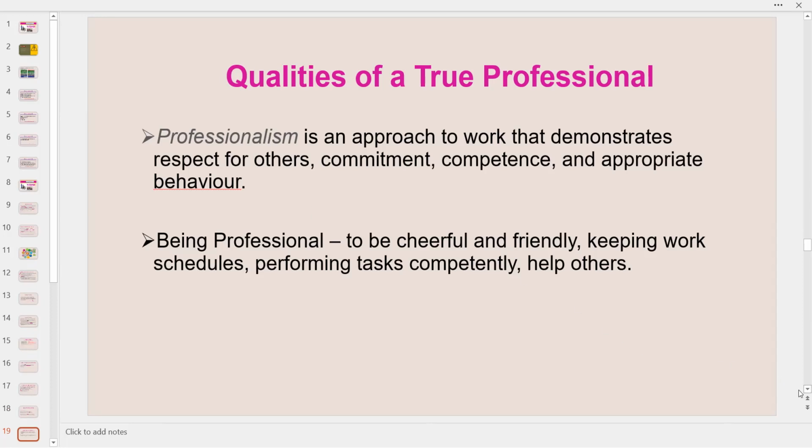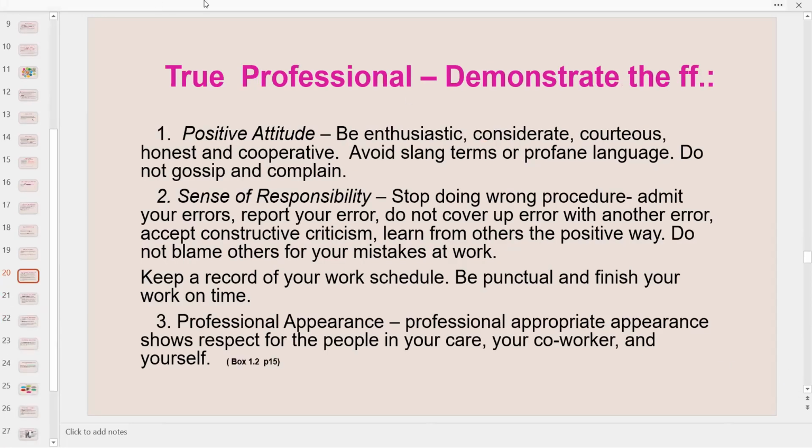So let's check what are the qualities of a true professional. Number one, a true professional has a positive attitude. They're always enthusiastic. They have the energy when they start working. They're considerate and courteous. They're honest and cooperative. They avoid slang terms and profane language, and they do not gossip and complain in the workplace.